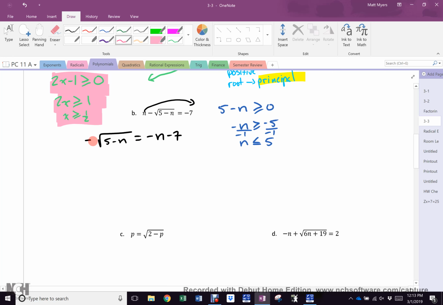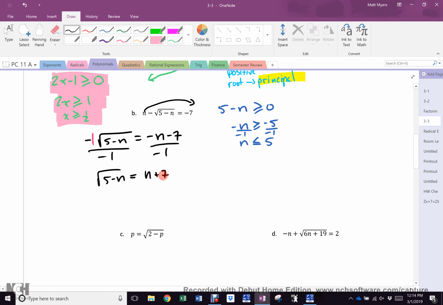What's right here that isn't really here? Negative 1. How do I get rid of negative 1 times that? I divide by what? I do this one in red. Oh no, I'm still isolating the radical, so I'm keeping in black. I divide by negative 1. If I divide this side by negative 1, what must I do over here? Divide by negative 1. And now I have the root of 5 minus n equals what? N plus 7.